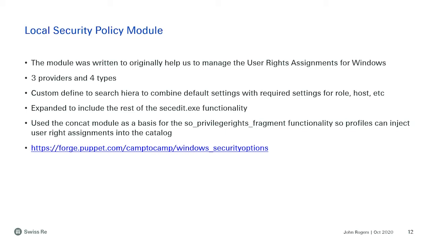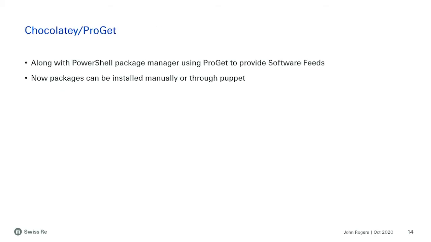So this is currently on the Forge. We're in the process of getting all the documentation and the spec tests written for it. It's pretty much usable at this point, but without the documentation, it might be difficult to understand. So this is one other section from the GPO that we needed in order to fully manage Windows with Puppet. And I'll just skip through this.